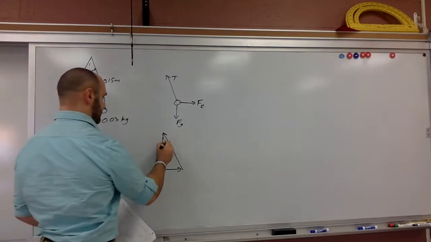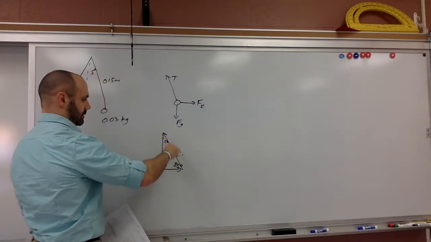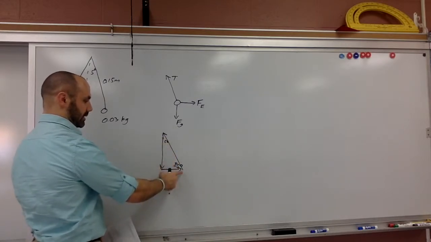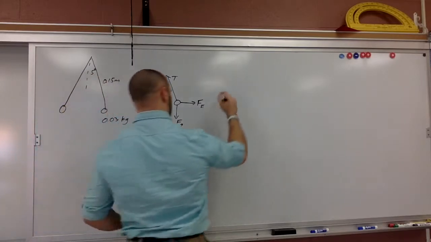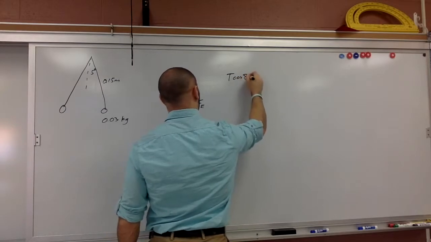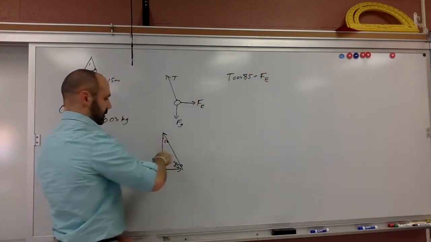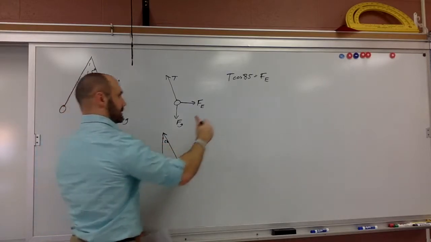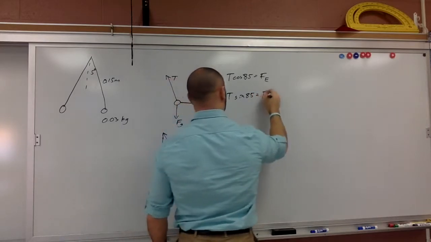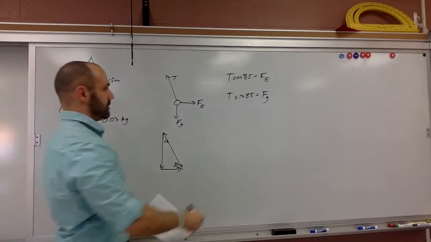Okay, so this is 5 degrees, this is 85 degrees. And so the tension times cosine of 85 is the electric force. So T cosine 85 is equal to the electric force. The vertical force here is opposite, so that's sine. So T sine of 85 is equal to the gravitational force. Now this one's going to be easy to solve.